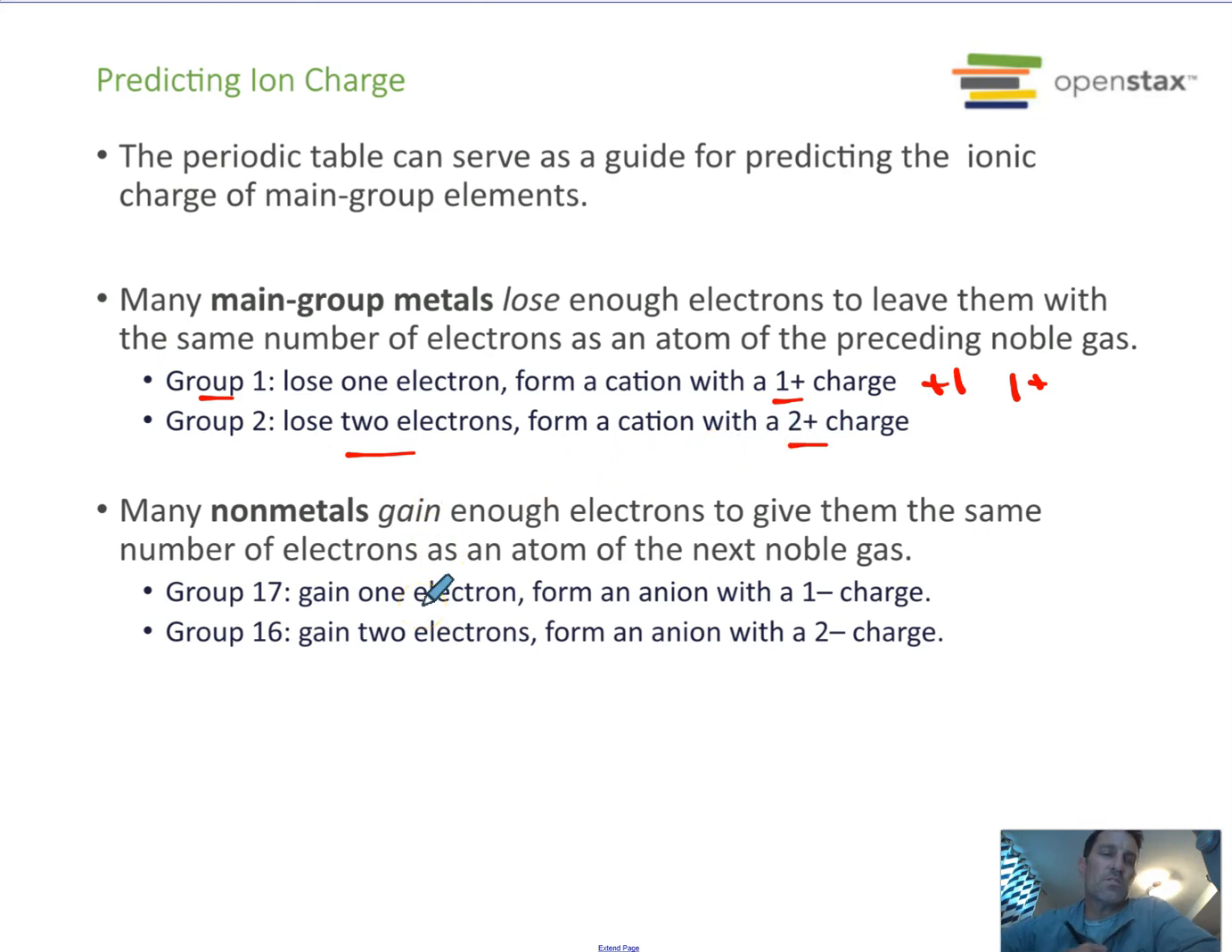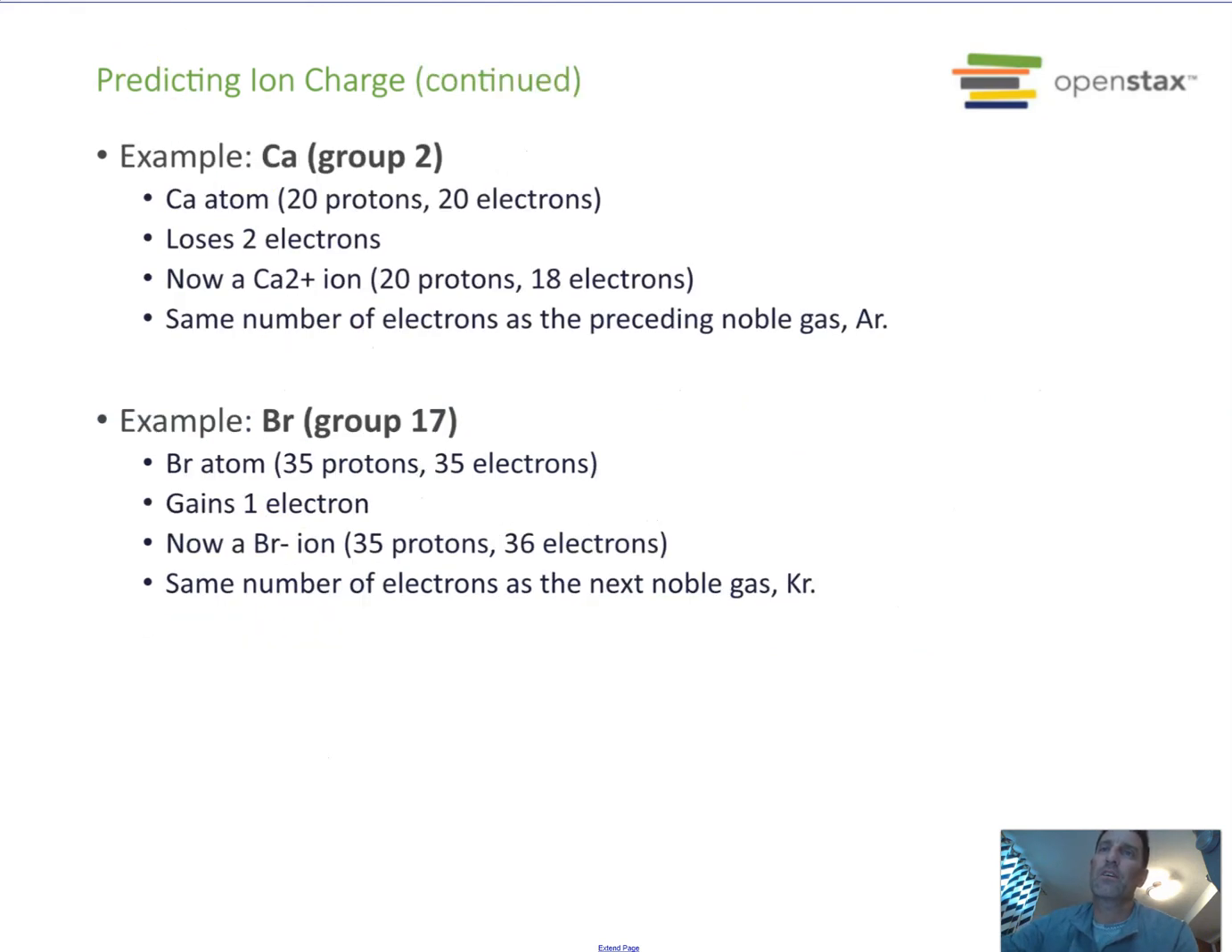Then nonmetals, it's the same, but the reverse. They gain instead of lose. They gain enough electrons to give them the same number of electrons as an atom of the next noble gas. So 17, or what I call group 7, they gain 1 to become like group 18 or 8, the noble gases. Oxygen, their family, they gain 2 to become a -2, and nitrogen, that family, they gain 3 to become a -3. So when we're using just these basic main group metals and nonmetals, it's pretty easy to predict their ionic charge.